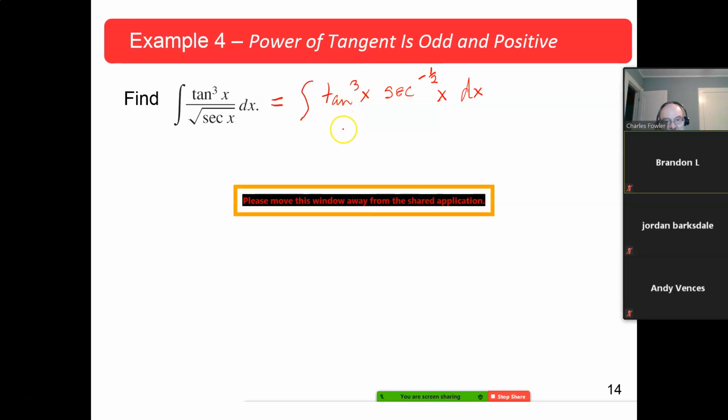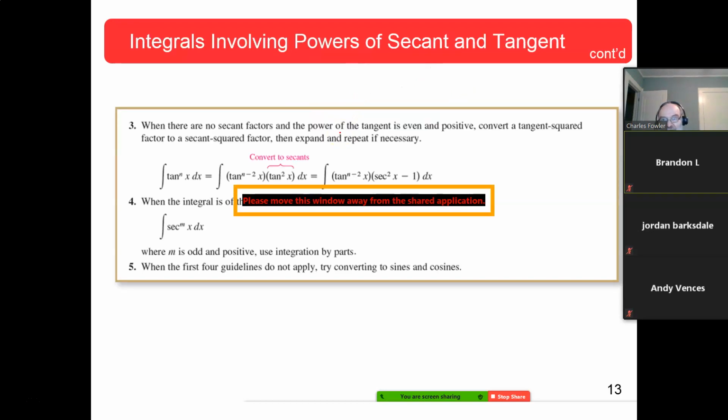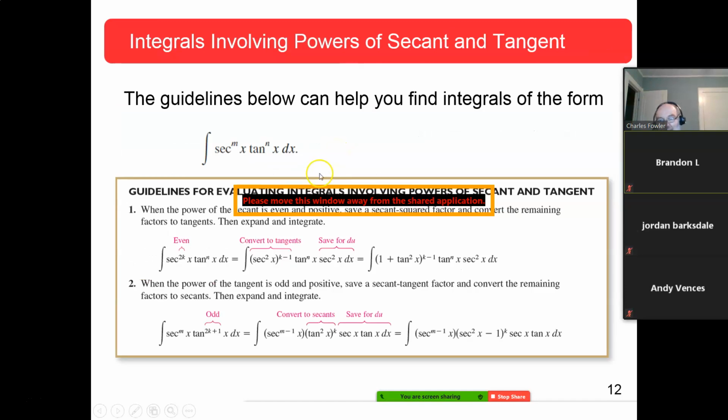Let's just scroll back just for a moment so we can see which one we have. We certainly don't have secant being even and positive. Not this one. Tangent odd and positive, we do have that one. So we're going to pull out a secant tangent factor and convert the remaining factors to secants. So that's the technique here.